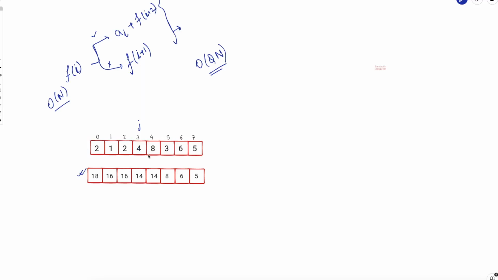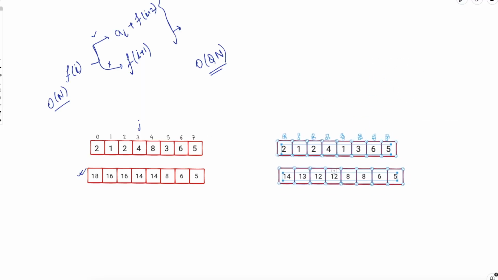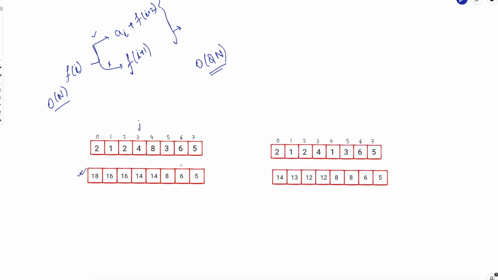But the issue is there is no simple way to get a direct correlation to figure out which indexes will change and by how much. If you take a look, this is one variation of this array itself, where we simply change this 8 to something else, in this particular case 1. And if you see this, all of these have changed. It was 18, it became 14. It was 16, it became 13. 14 to 12, 14 to 12.